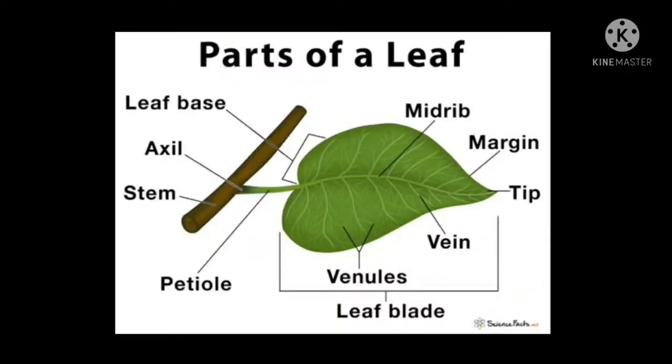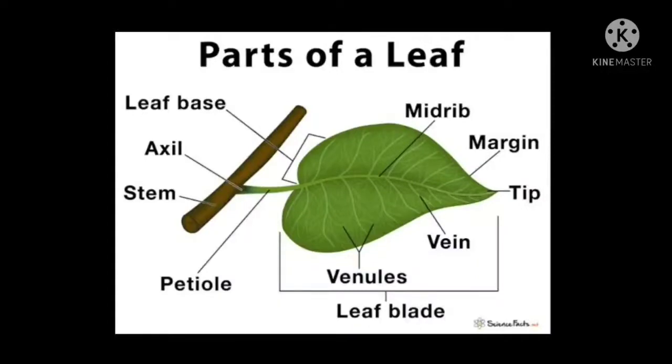Parts of a leaf. Leaf blade. The flat, broad surface of the leaf is called leaf blade. Leaf apex. The tip of the leaf is called leaf apex. Veins. So, here you can see the main vein, known as midrib. And all the other veins originate from this main vein. So, these branches provide food, nutrients, water, everything from the other parts of the plant to this leaf.